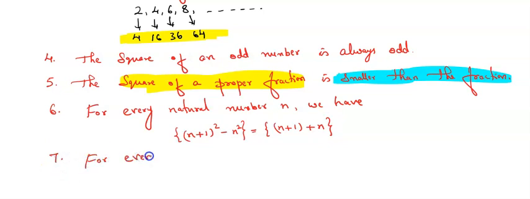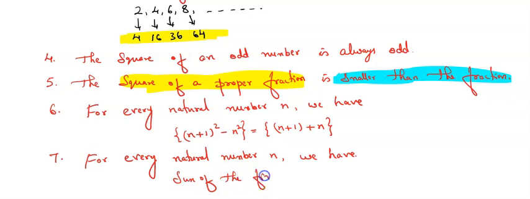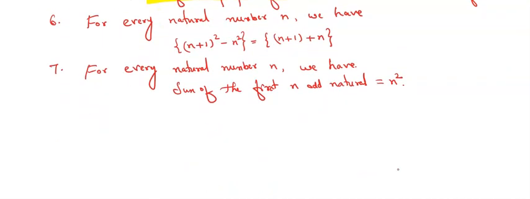Next property, for every natural number n, we have the sum of the first n odd natural numbers is equal to n square.